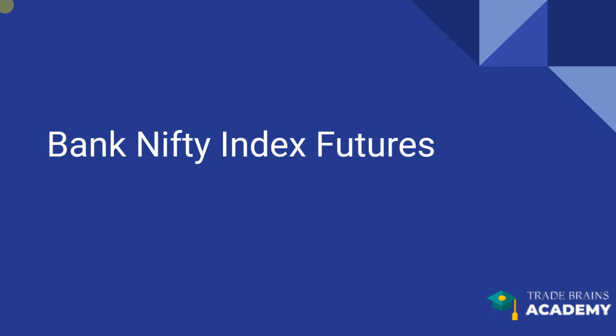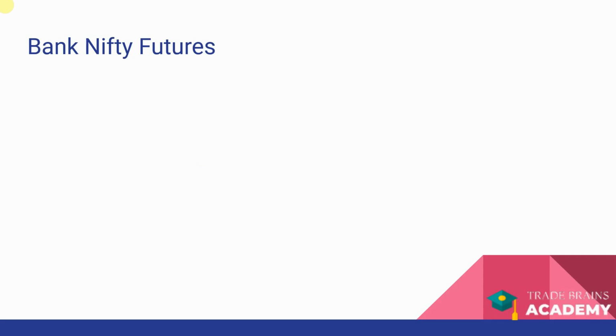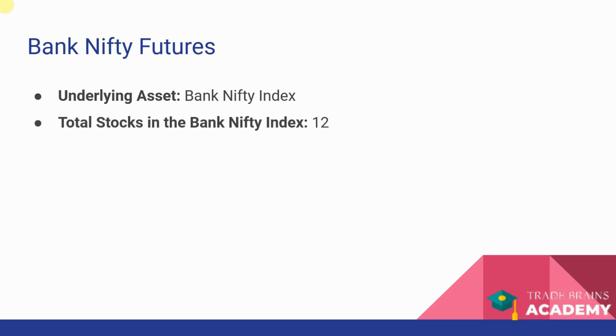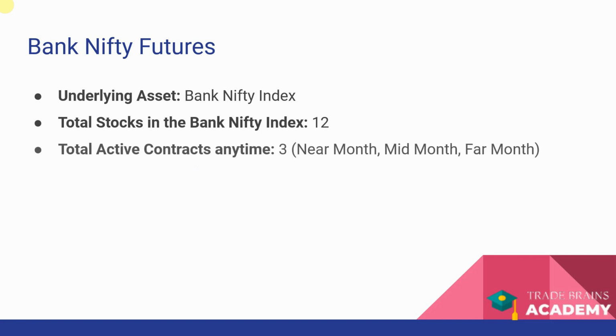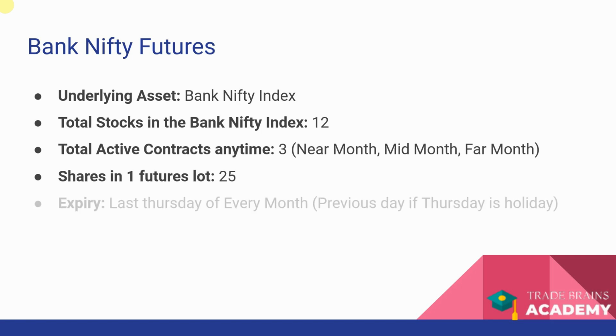Now let us understand the concept of Bank Nifty index futures. The underlying asset here is the Bank Nifty index. Bank Nifty index comprises 12 major banks in the Indian banking system. It's a combination of both public sector banks and private sector banks. The total active contracts are again 3 here: near month, mid month, and far month. And the number of shares in one futures lot of Bank Nifty index is 25. That is, you have 25 shares of Bank Nifty futures here.